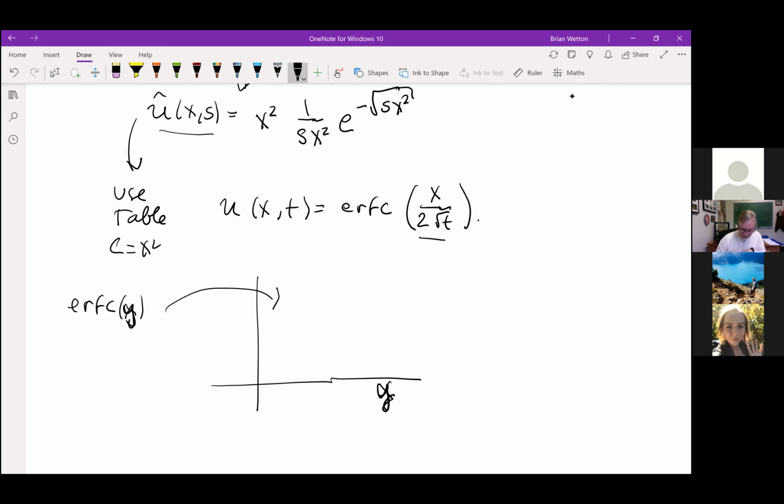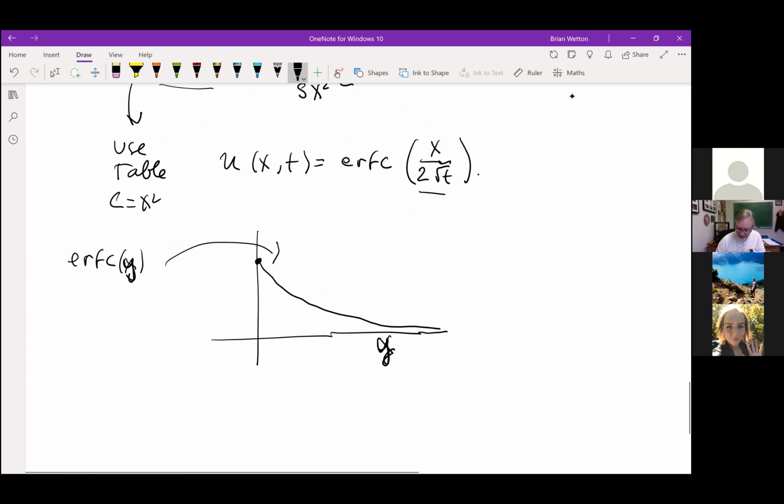So this is something, right, which starts off at 1, and then you're integrating out the tail of the exponential, and so it goes to 0. Right, so that's the function. Now let's see how this behaves as a function of x for different t.